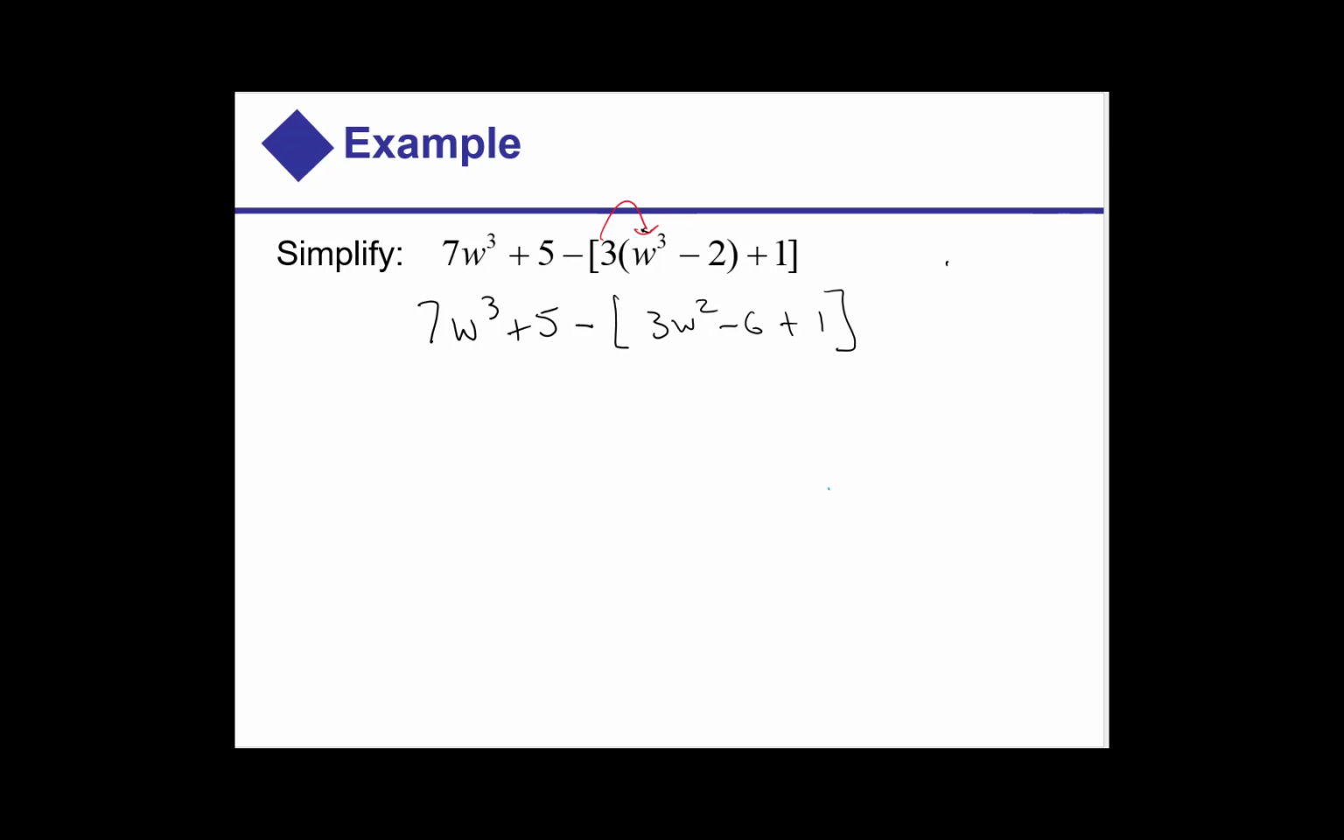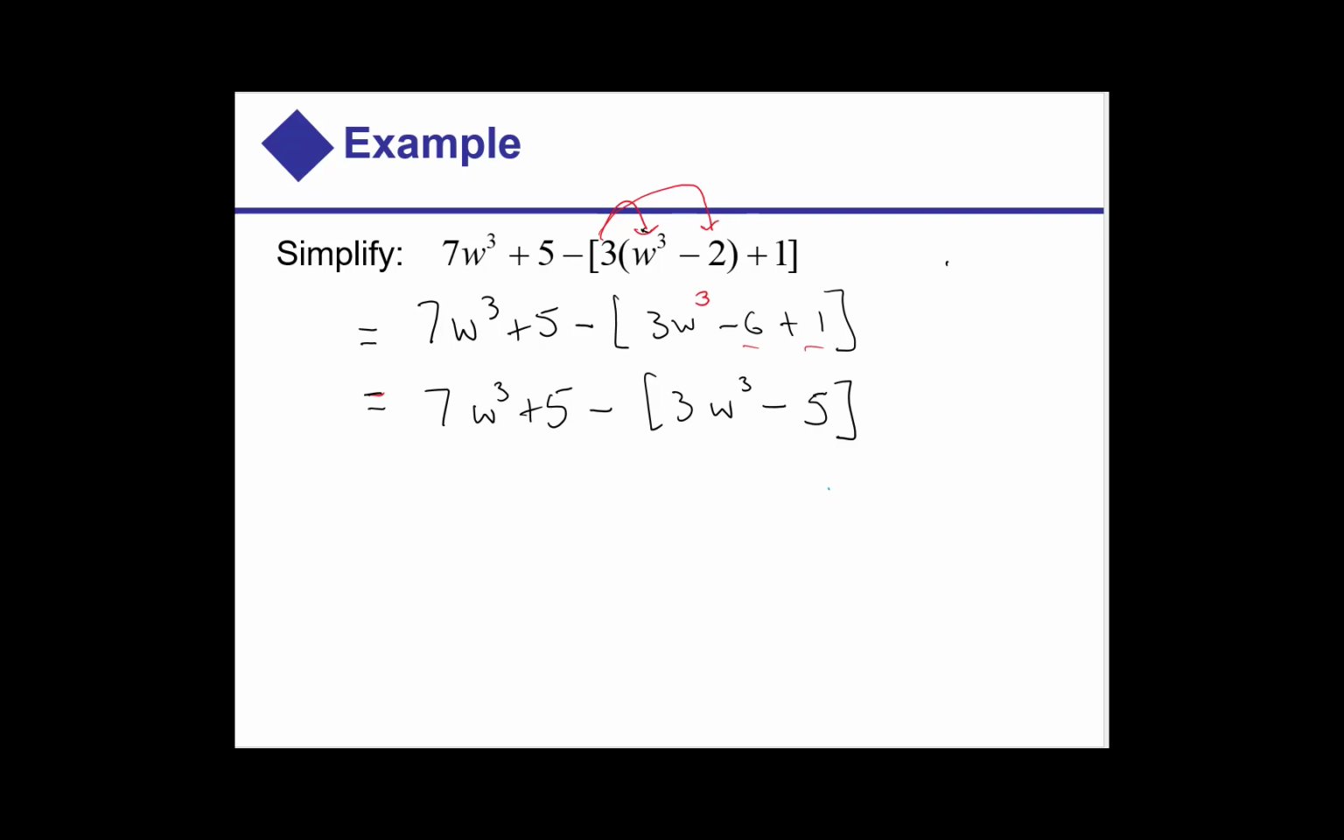So I did 3 times the W cubed, and I did 3 times the 2 and got negative 6. And I see I made a typo there. I should have W cubed here. Okay, now I did the innermost group. I still have the group to do. I don't know what W is, but I can at least simplify inside the group, and I have 2 like terms here.